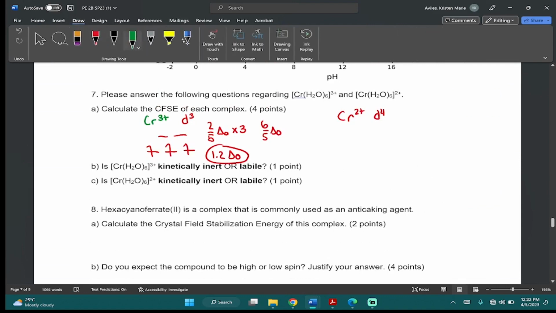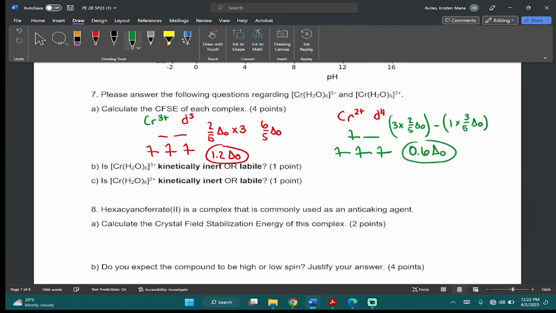So then for our chromium D4, is this going to be high spin or low spin? Yeah, high spin. Water is a weak field ligand, so high spin. So here then, our math's a little bit different. We would do, again, 3 times our 2 over 5 delta O, but now we're going to subtract out our 1 times 3 over 5 delta O. And this gives us a 0.6 delta O.